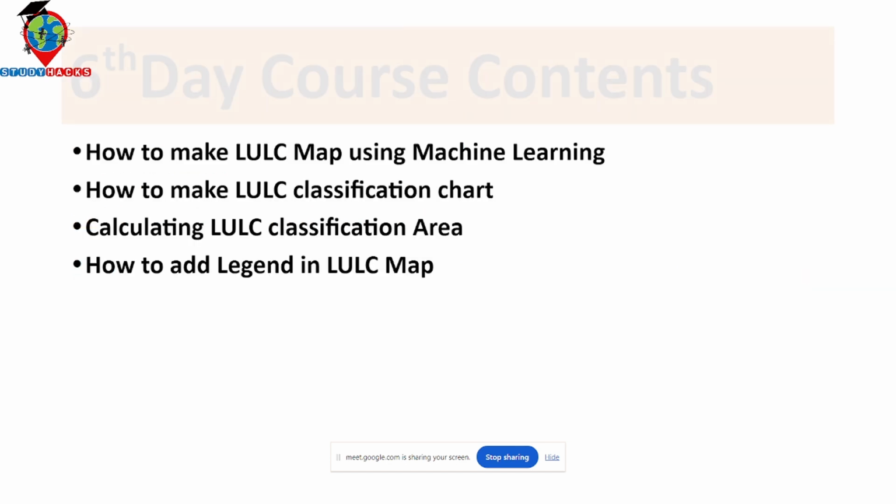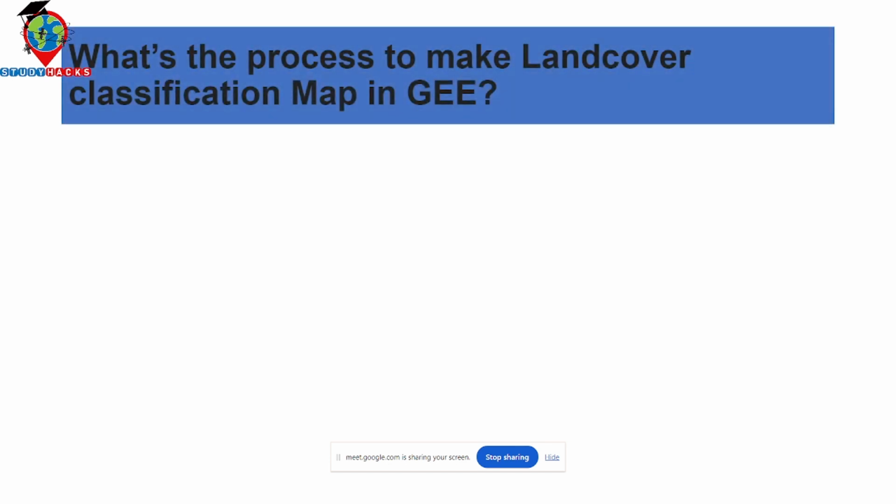So when you want to make a land use land cover classification map on the Google Earth Engine platform, we have to follow some steps. First of all, we have to select our study area. Suppose which area you want to work on for the land use land cover classification map, you just need to draw the study area. Mainly it can be your boundary shapefile. So first of all you have to select your boundary shapefile, and you have to import this shapefile into the Google Earth Engine platform.